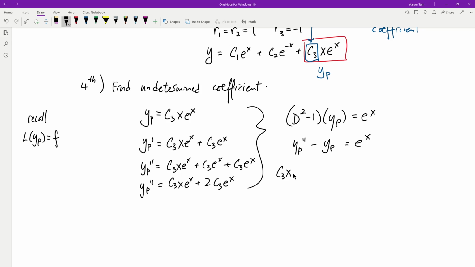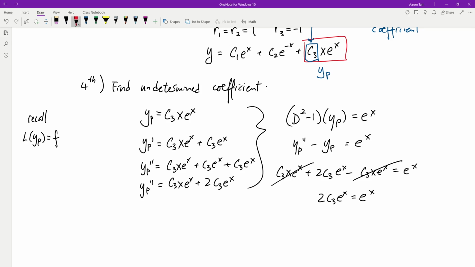So C3 x e to the x plus 2C3 e to the x, that's y sub p double prime, minus y sub p, which is C3 x e to the x, should equal e to the x. Notice what happened in this case. These two things subtracted out, and therefore give us this equation.